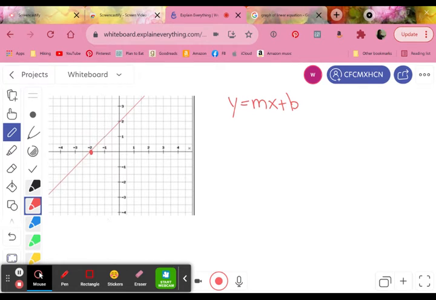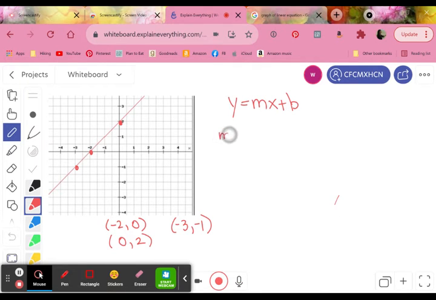So I see a point at -2, 0. I see a point at 0, 2. Do you see any other points? Looks like there's one also at -3, -1. Now, I have several different points that I can use to calculate the slope.